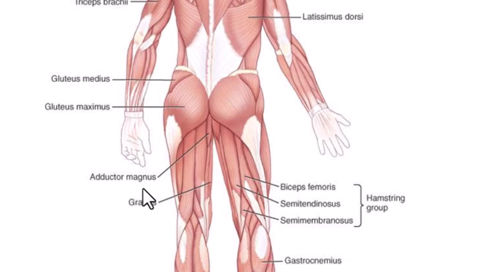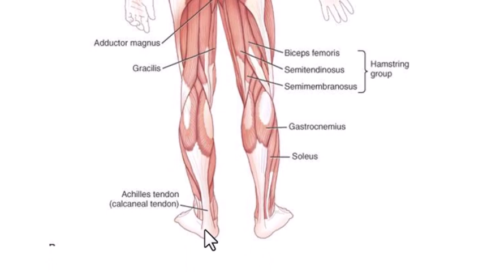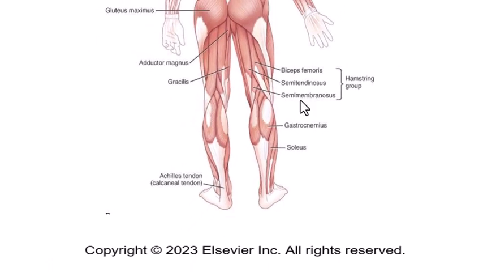Back here we also have the adductor magnus, the gracilis. Then we have the hamstring group, the gastrocnemius, the soleus, and the Achilles tendon, which is also known as the calcaneal tendon, as it inserts and attaches to the calcaneus, which is the heel bone.